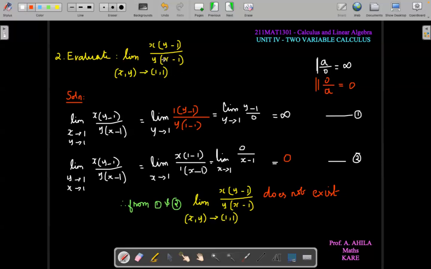Now we cannot say the function has no limit at all. It is with respect to the point and the approach. When (x, y) tends to (1, 1), it has no limit.